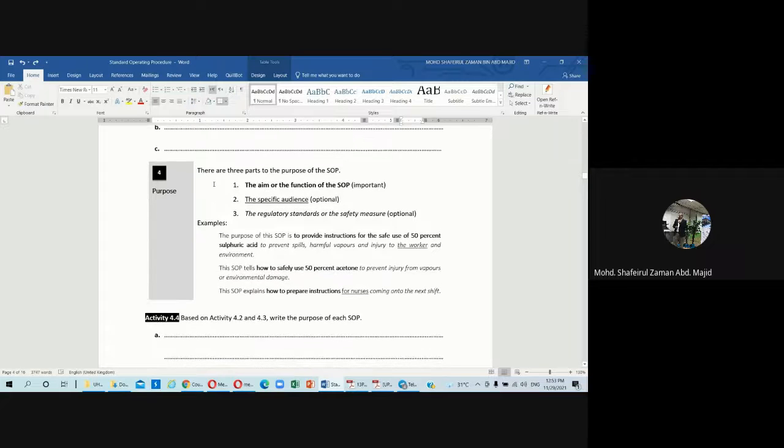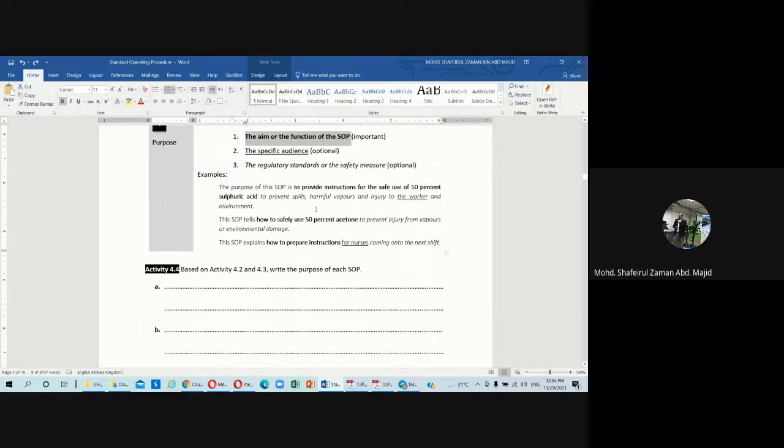Right. Number 4, there are 3 parts to the purpose of the SOP. So the aim or the function of the SOP, this is going to be very important. You need to have it. Without it, it is incorrect. Okay. So who will be your audience? This is optional. And what will be the regulatory standards or the safety measure? It is also optional. So you must have number 1. This is the most important thing that you need to have when you are writing for the purpose.